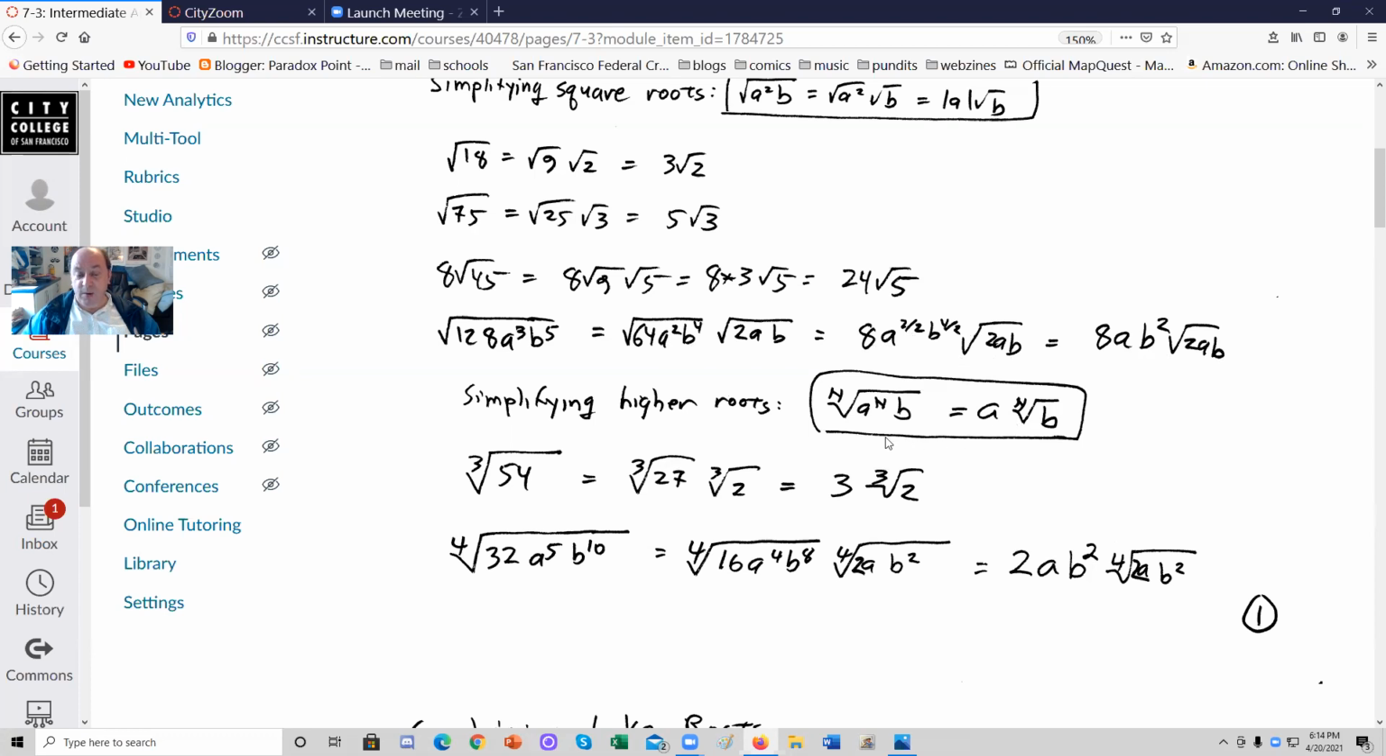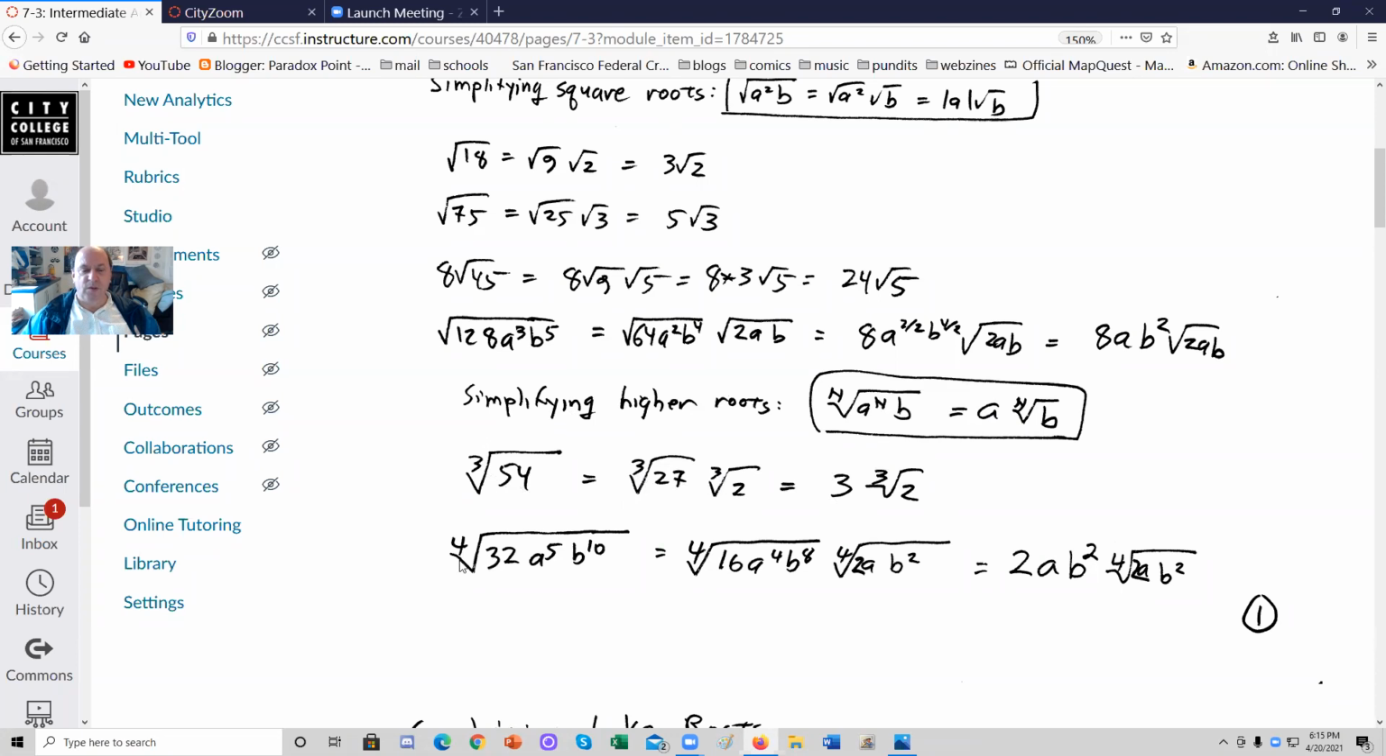Now you have a higher root. The nth root of a to the nth b is a times the nth root of b, and again, with an absolute value if n is even. So for example, the cube root of 54. Well, the largest cube factor of 54 is 27, 27 times 2. So cube root of 27, cube root of 2. The cube root of 27 is 3, so 3 cube root of 2.